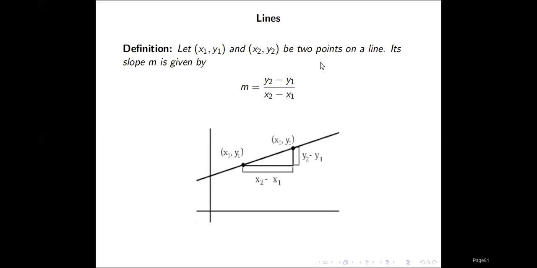So since I have discussed circles in the previous video, we'll now proceed for this live session on the topic of lines. And we will begin by defining what is meant by the slope of a line. And you are already familiar with the definition of the slope of a line, of course, but let's just refresh you on that.